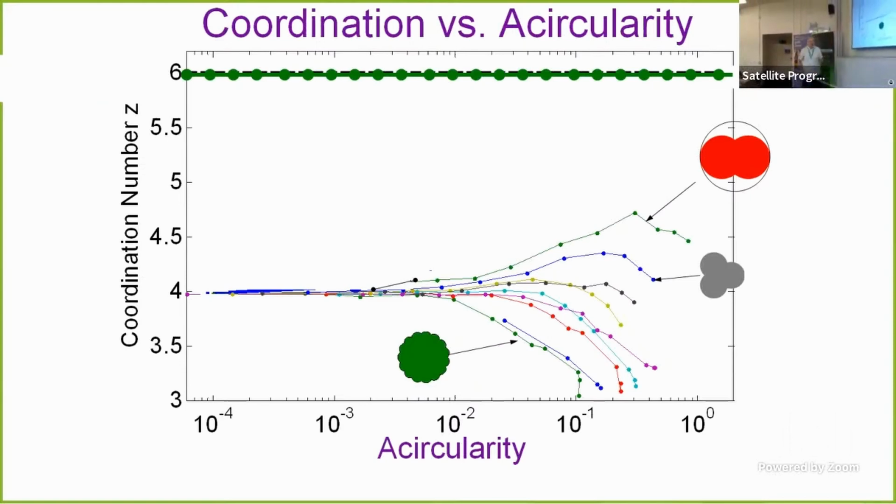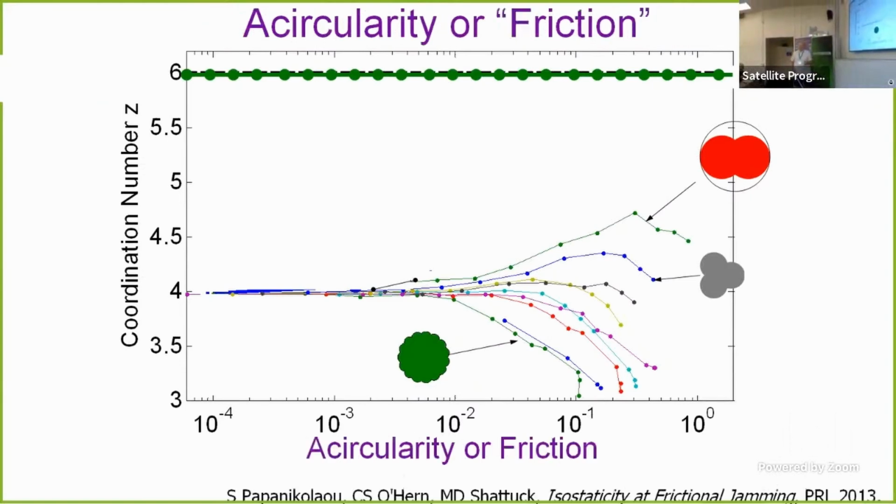So we can also think of acircularity in another way. We can think of it like friction. Okay, so acircularity and friction both play very similar roles in what's going on. And so that's an important part of thinking about this. And here's dimers going down, trimer, quadmer, 12mer, whatever this is. And they look more and more frictional in that sense.